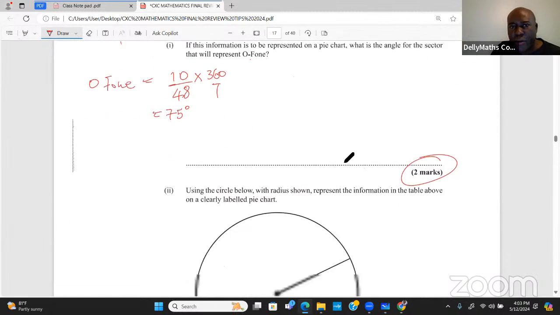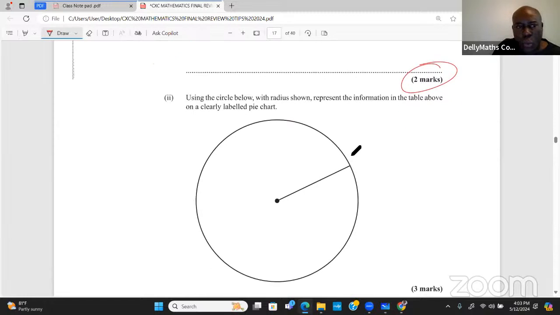So Wiretech is 20. So let us work out Wiretech. I'm working this out on the side. Wiretech is going to be 20 out of the 48, and we want to multiply this by 360. So let's go for that. 20 divided by 48 times 360. That's 150. So Wiretech is 150 degrees.